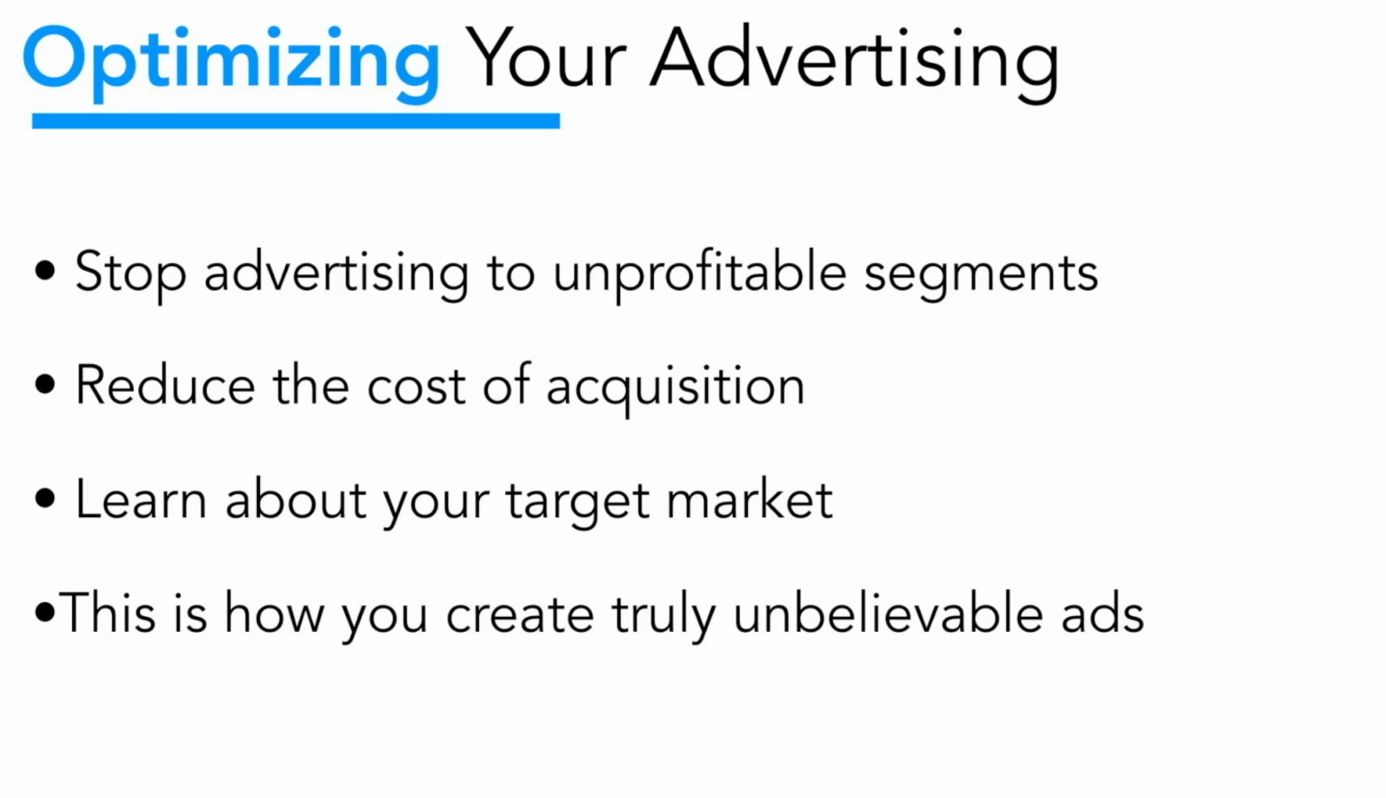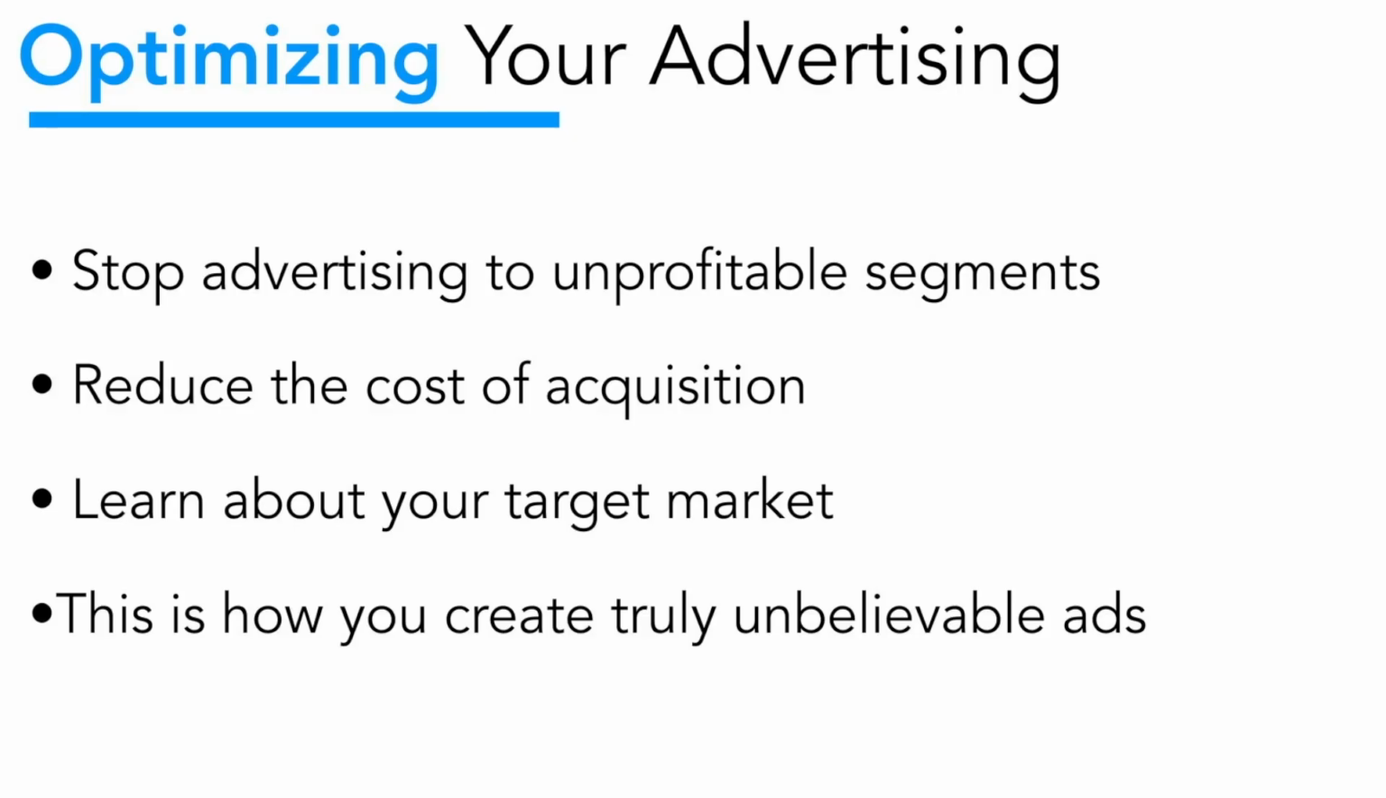So the whole point of this is to stop advertising to unprofitable segments, and we do this by taking a look and breaking down our ads into a bunch of different groups to see which ones are performing well and which ones are costing us a little bit too much money and eating away our budget. We're also going to reduce the cost of acquisition or reduce the cost per result. We're going to learn about our target market, and that's actually going to be a very powerful tool for us in the future when we have more data. And this is also how you create truly unbelievable ads. So very, very profitable ad sets.